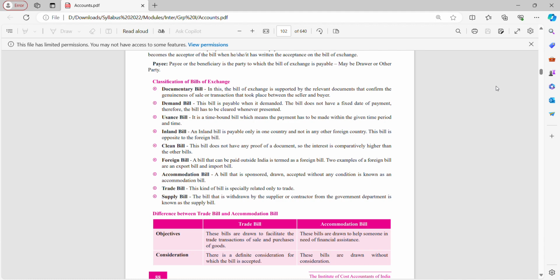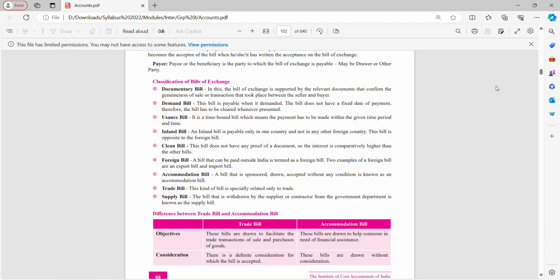Then we have trade bill. This kind of bill is specially related only to trade. Trade means what? Buying and selling. Supply bill, the bill that is withdrawn by a supplier or contractor from the government department is known as supply bill. So supply bill means what? The bill that is withdrawn by a supplier or contractor from the government department is known as supply bill.